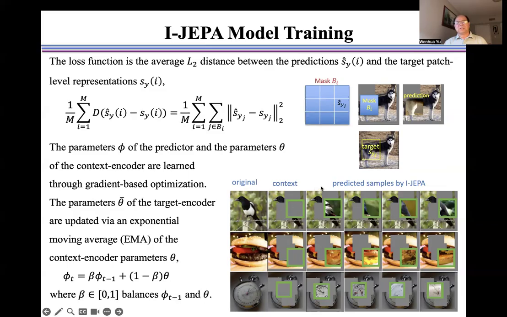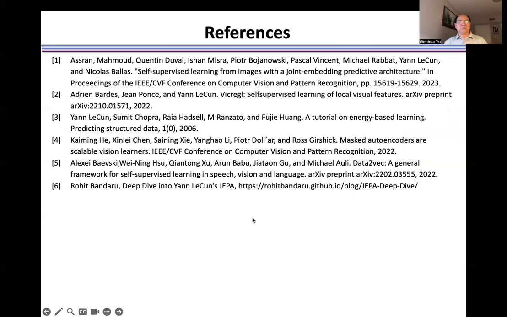Here are several examples sampled from I-JEPA: these are the original images, this is the context, and these are samples from the I-JEPA model. For more details, please check these references.